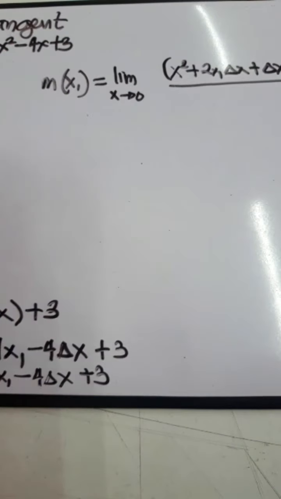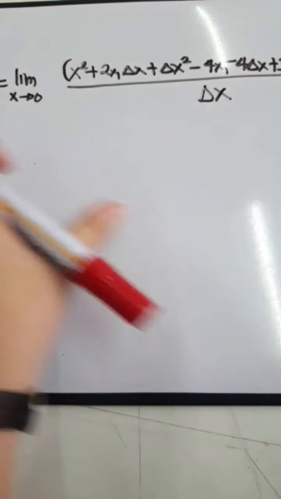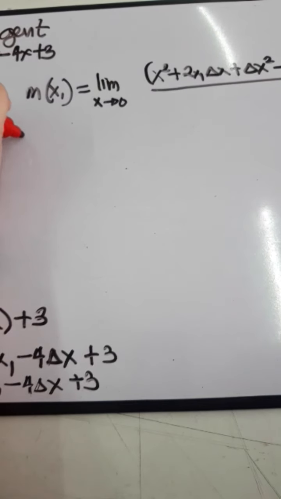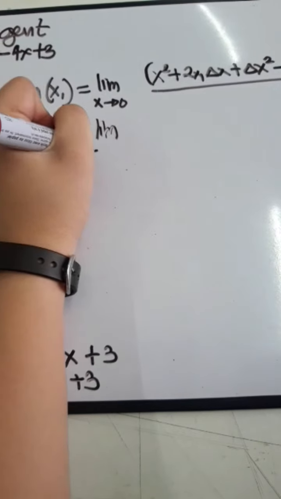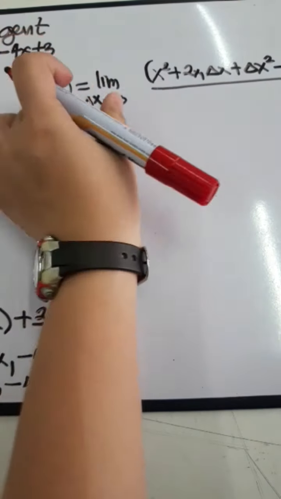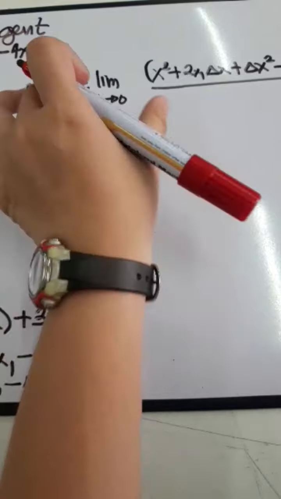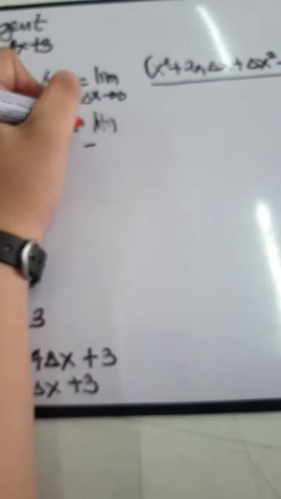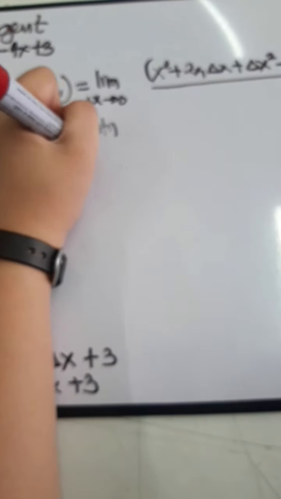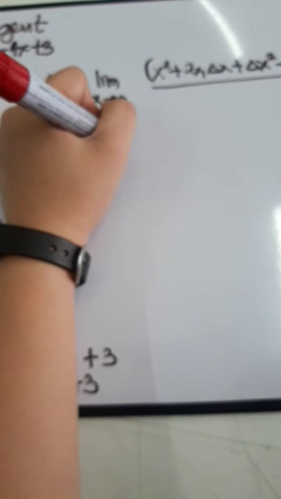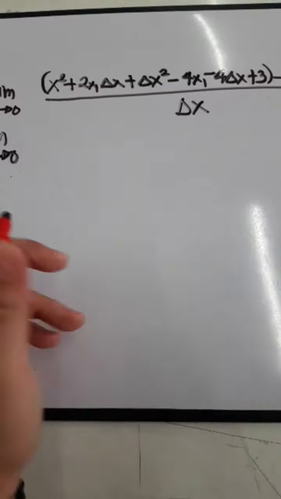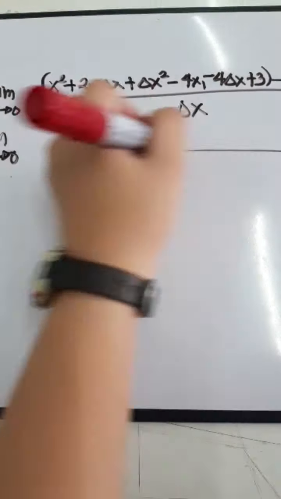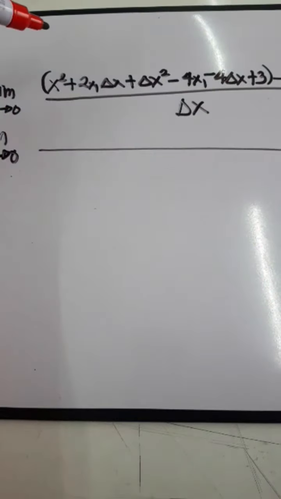So now, our task is to simplify this very lengthy equation. Okay? Just be patient, class. So, the limit as delta x, our change in x, approaches 0. Now we can simplify this, class.